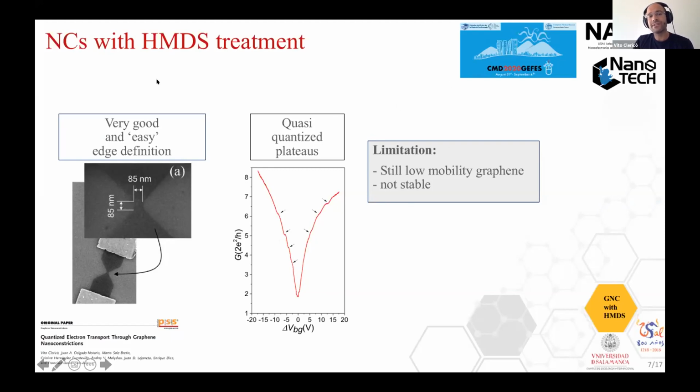The main limitation of this system of graphene on silicon oxide with this chemical treatment is that the mobility is still low, it is low mobility graphene, and the system is not stable. Typically, the chemical treatment disappears after a few days in vacuum and at low temperature.